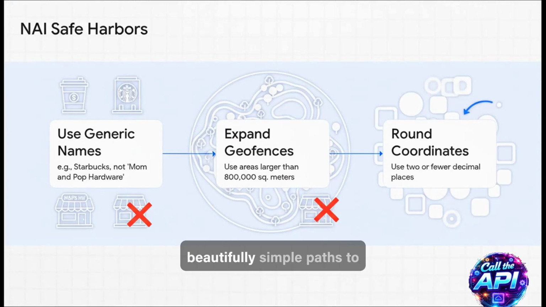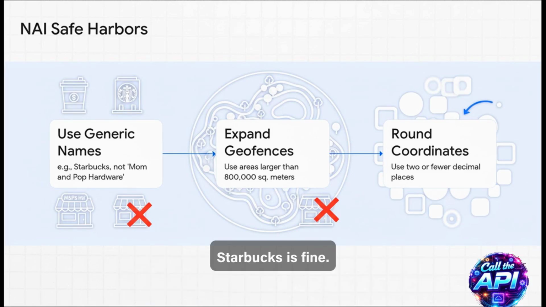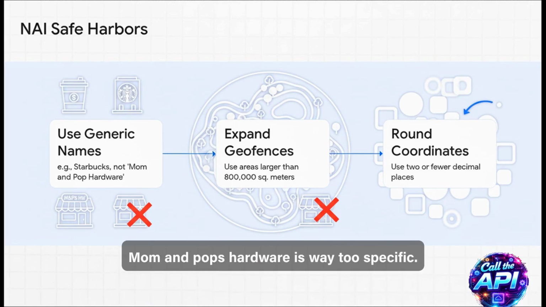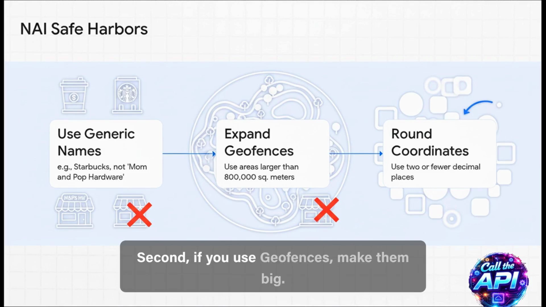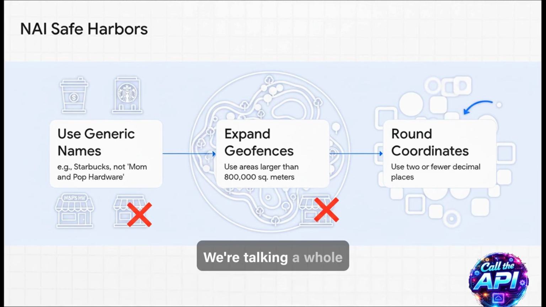And they offer 3 beautifully simple paths to get into this privacy safe harbor. First, if you're using place names, stick to generic ones. Starbucks is fine, mom and pop's hardware is way too specific. Second, if you use geofences, make them big, over 800,000 square meters. We're talking a whole neighborhood, not a single storefront.